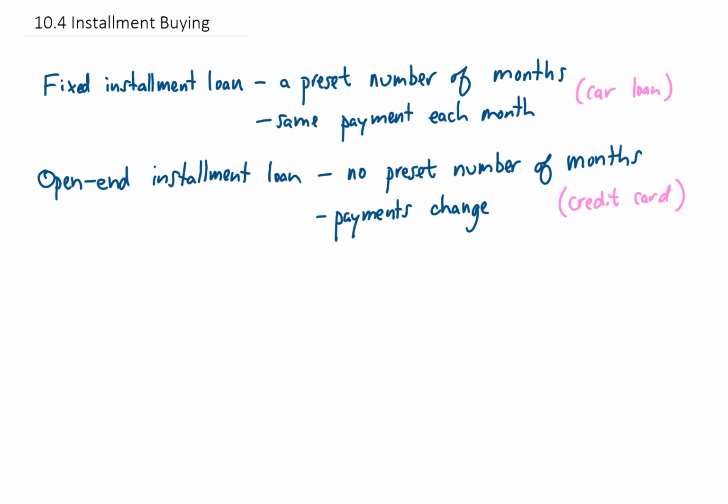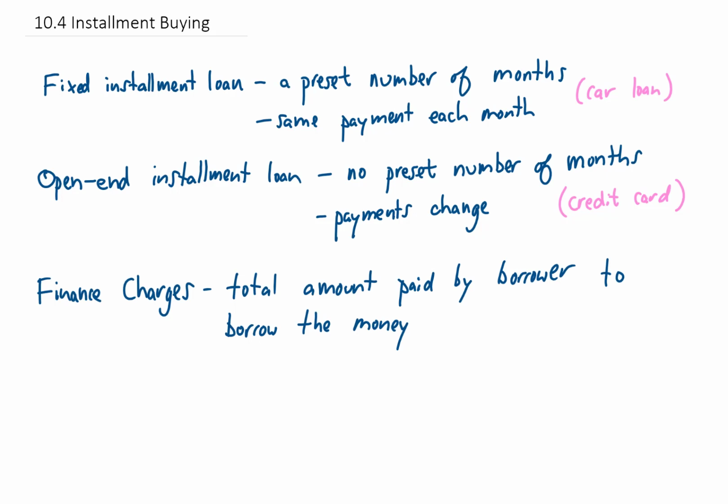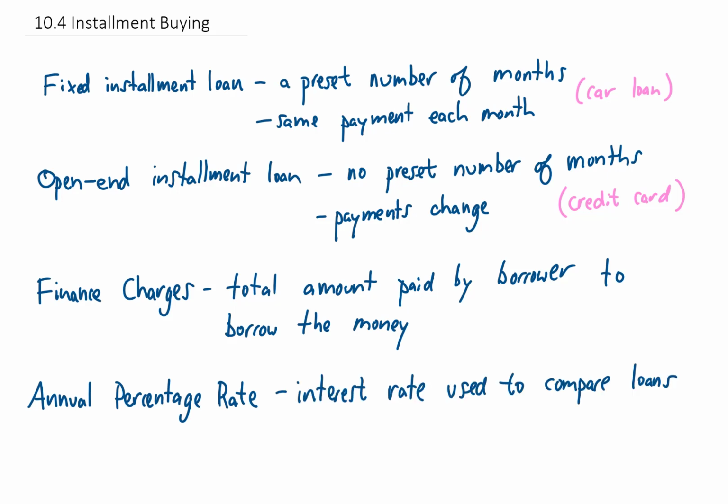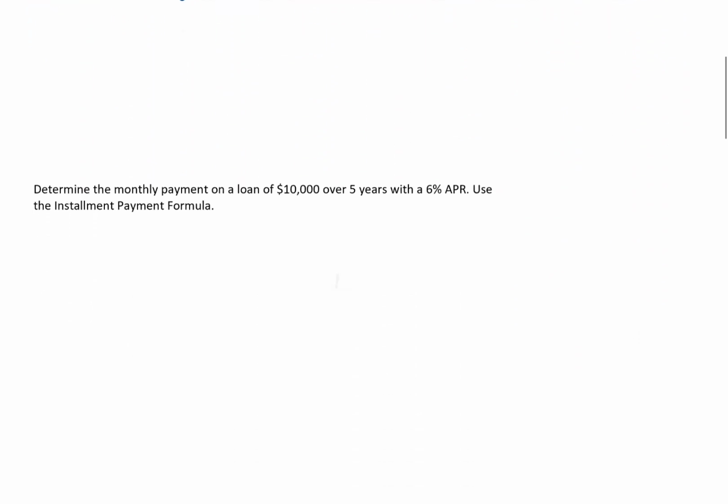All of these loans have finance charges, which just means the total amount of money that you're paying to borrow this money. And in a lot of these problems, we're going to be using an annual percentage rate, or APR, which is like a simple interest rate, but it's used to compare one loan to another. Now that we've got some definitions written down, let's take a look at our first example.